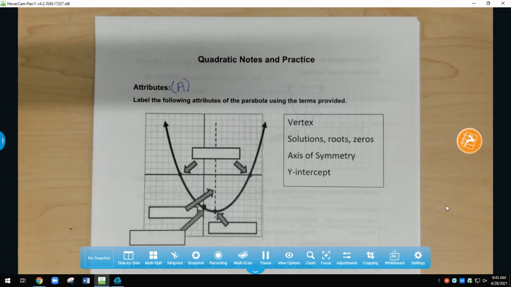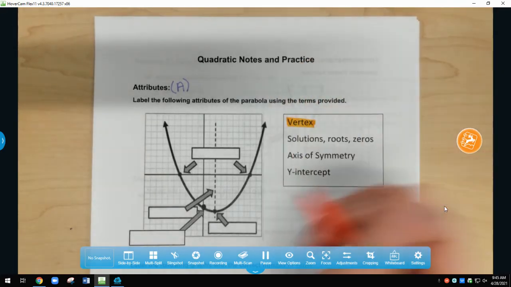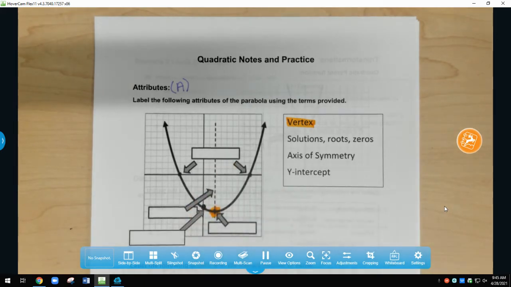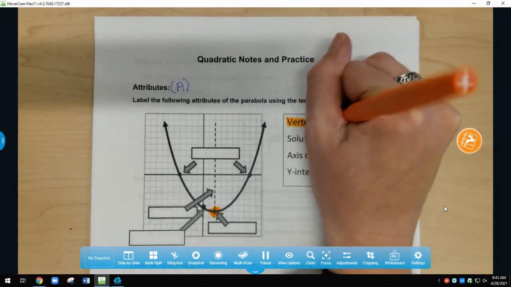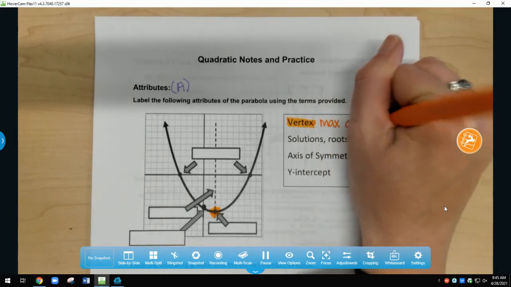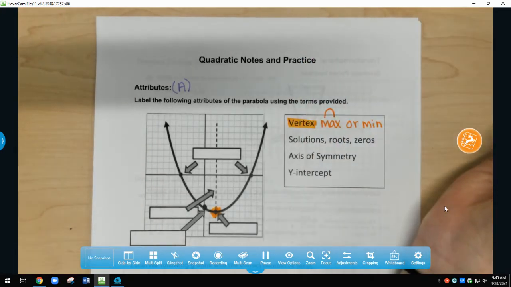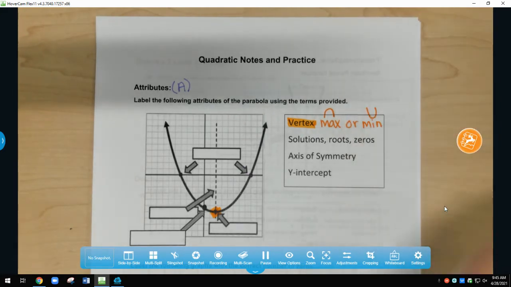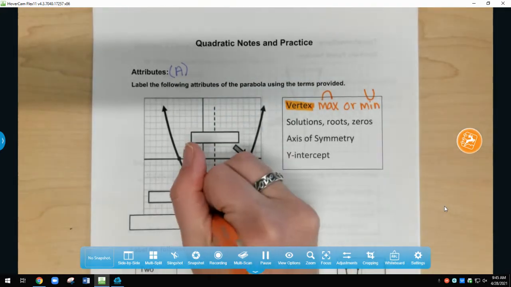All right, so label the following attributes of the parabola using the terms provided. Okay, so the vertex. The vertex is going to be this bottom point. It's basically where your parabola curves. So remember, your vertex can be a max or a min. If it's a max, it's going to look like a mountain. If it's a min, it's going to look like a U or a valley. So this one is a minimum, and it's the vertex.